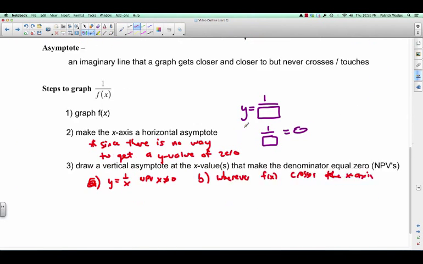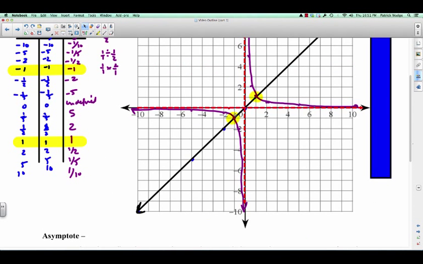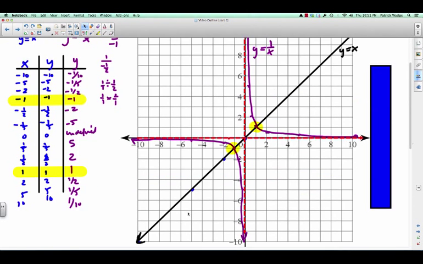And it kind of makes sense that that would be there because wherever f of x crosses the x-axis is where f of x is equal to 0, and then this is 1 over f of x, and you can't divide by 0. So anyway, step 4 is the points that will stay the same where y equals 1 and y equals negative 1. That's why I was showing you these highlighted points. So once you've drawn f of x, you can figure out 2 points that will also show up on 1 over f of x. And step 5, as f of x increases, 1 over f of x decreases, and vice versa. So that takes a little bit of explanation.